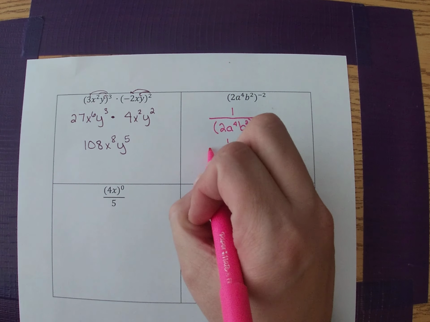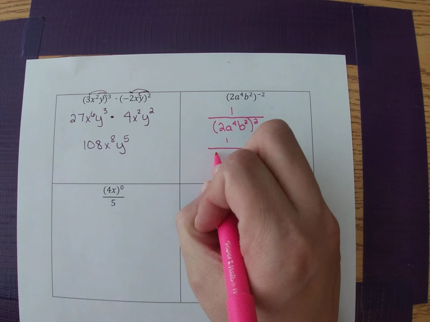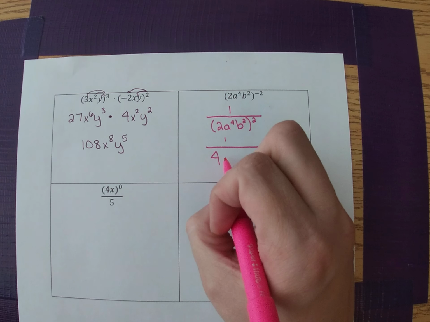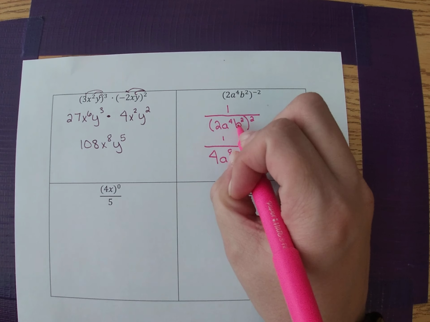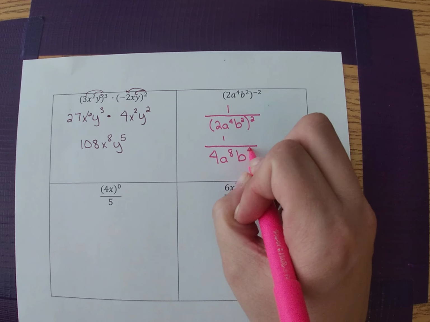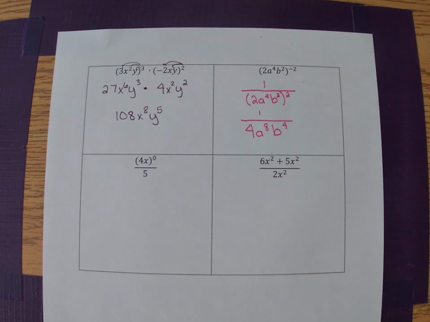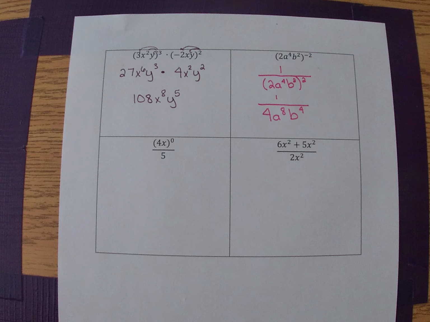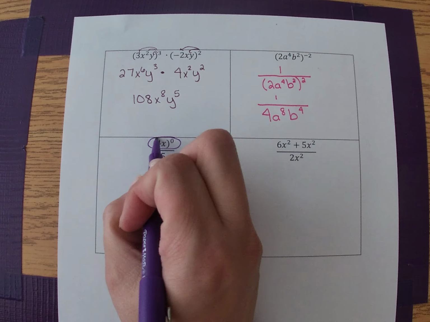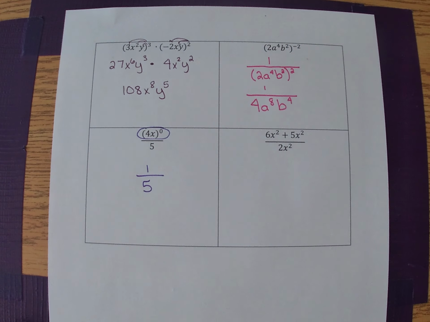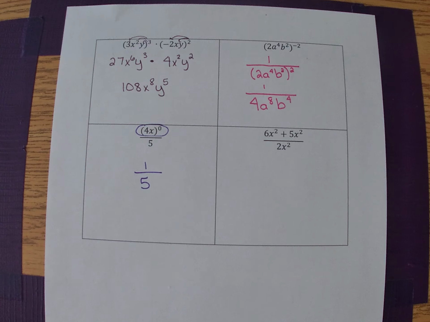So I still have that 1 in the numerator, but I need 2 squared, which is 4. And I'm going to multiply exponents. 4 times 2 is 8, and 2 times 2 is 4. Okay, on my next one, I have division and a power of 0. Great news, exponent of 0 makes that all 1. Just keep in mind that 5 is not receiving the exponent of 0, so that just stays as 1/5.